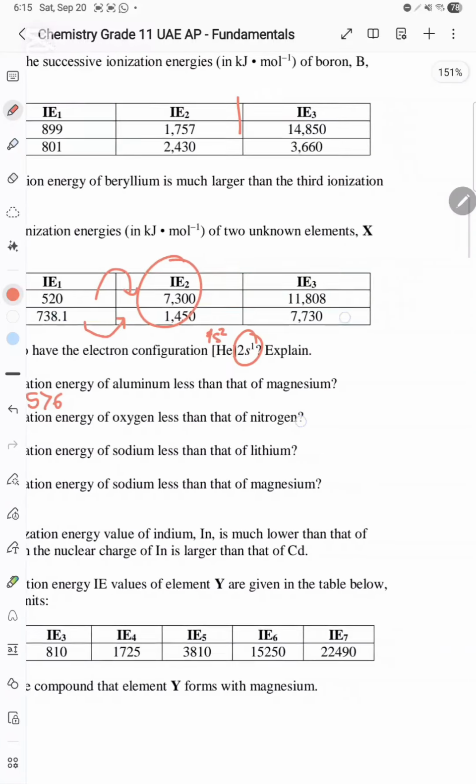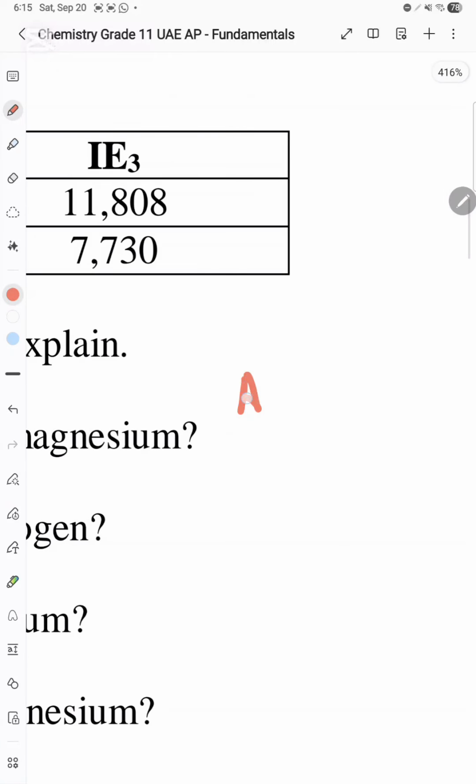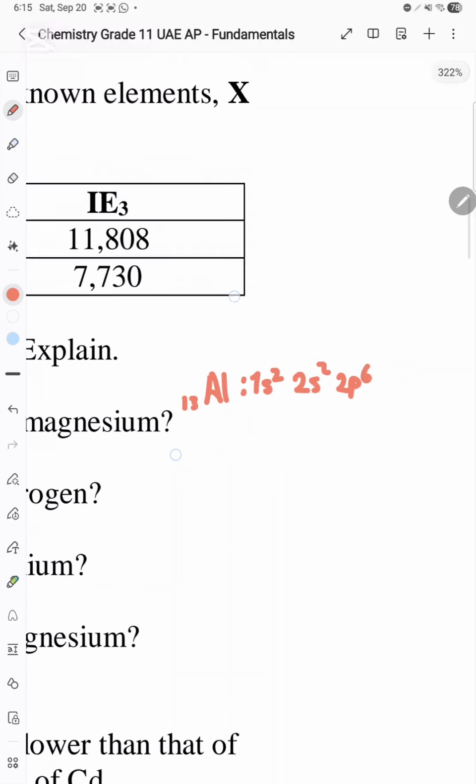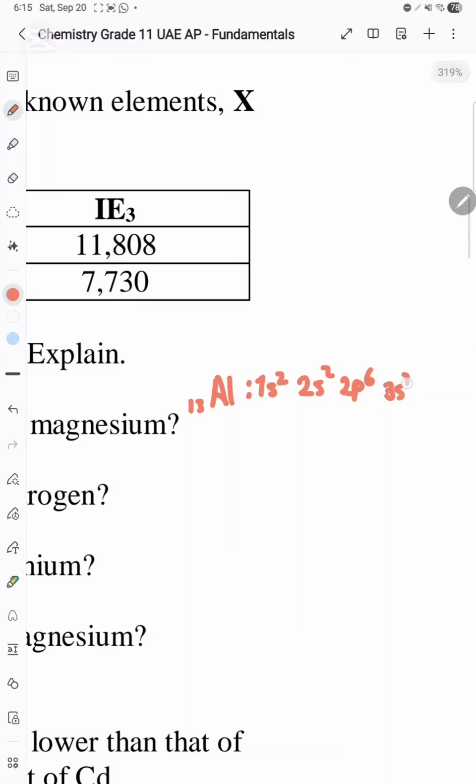Now, aluminium, let's draw out its electronic configuration. It's Al, 13, so it's 1s2, 2s2, 2p6, 3s2, and 3p1. Now, for Mg, it's going to be 1s2, 2s2, 2p6, and 3s2.